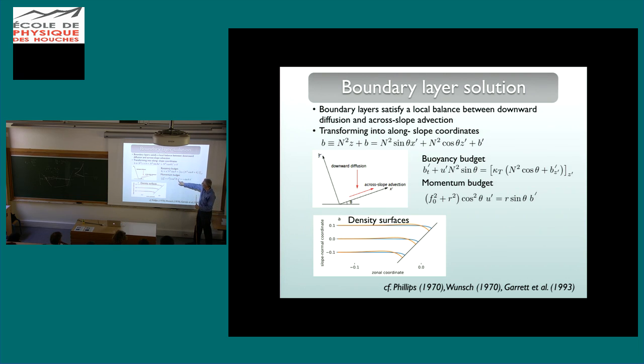You can even write directly the momentum budget, and you find that U prime is really related to B prime in this system, and therefore, given the anomaly in B prime, you can infer which way the flow has to go, but the dynamics is pretty straightforward.